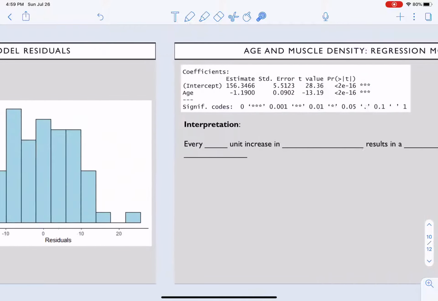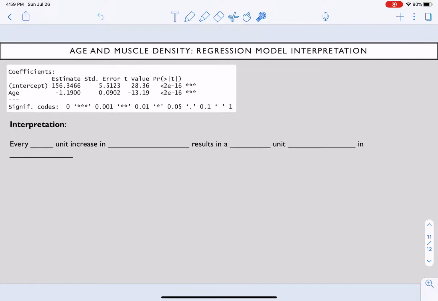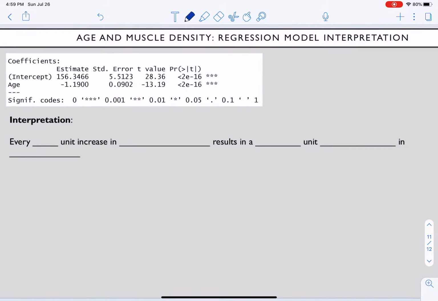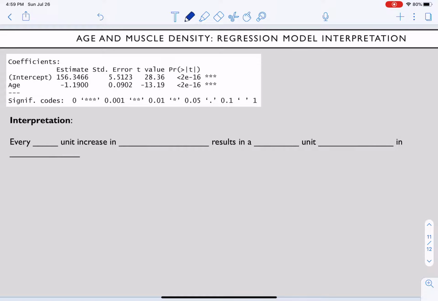Okay, so then we got to interpret this model. So what is it? Well, we'll just recall here. Let's write out the whole thing. So it's muscle density, and I need my intercept first. That's 156.35, we'll say. Okay, and then what else?